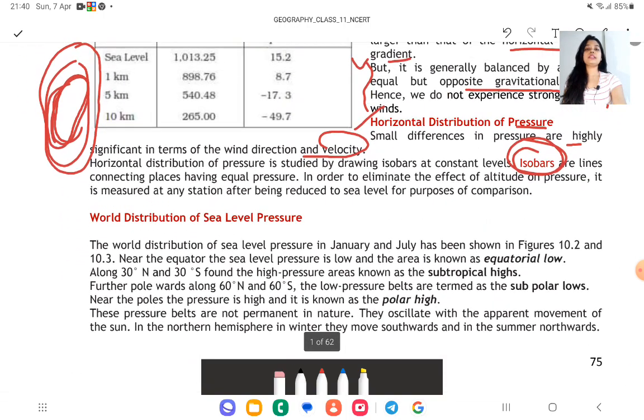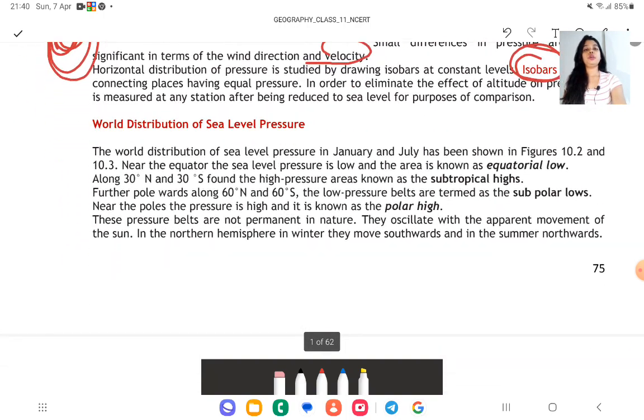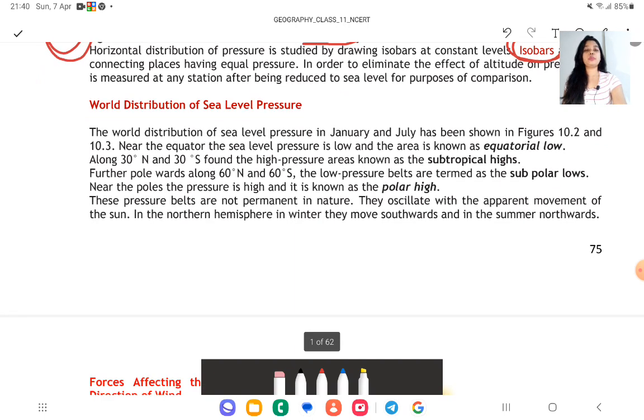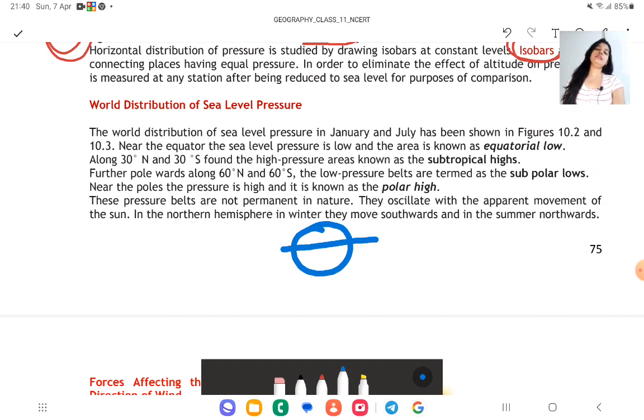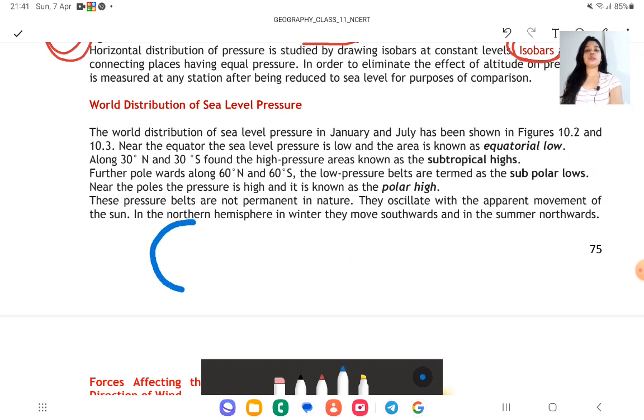World distribution of sea level pressure. So when it comes to world distribution, let me draw this for you. So this is your world. This is the equator region. We have to draw it a little bigger, because we have to see a lot of things here. So suppose this is your world and this is your equator.